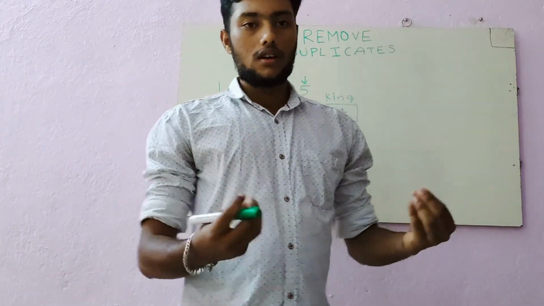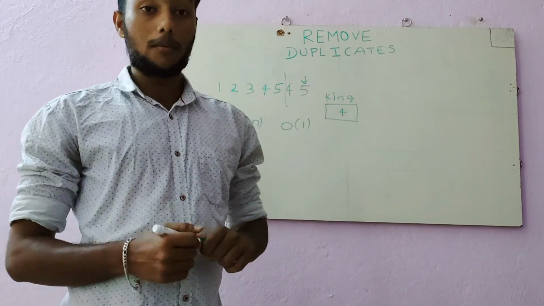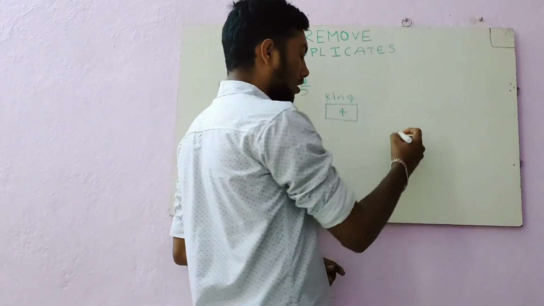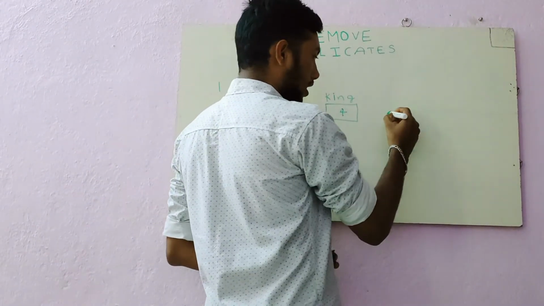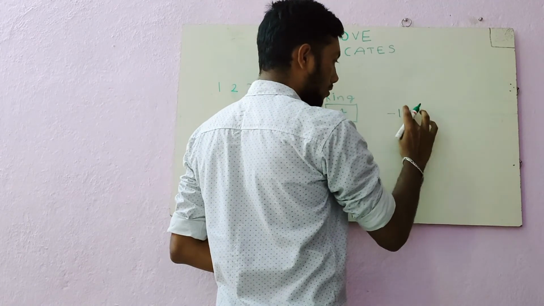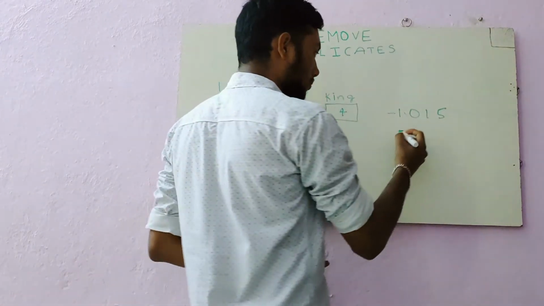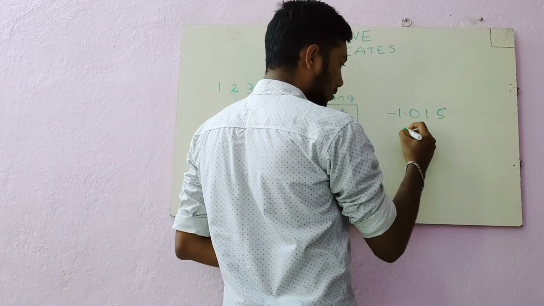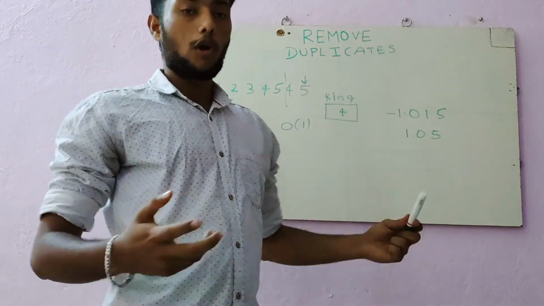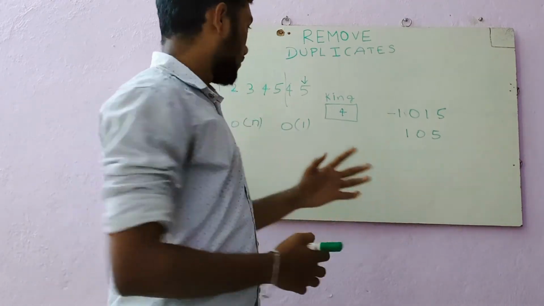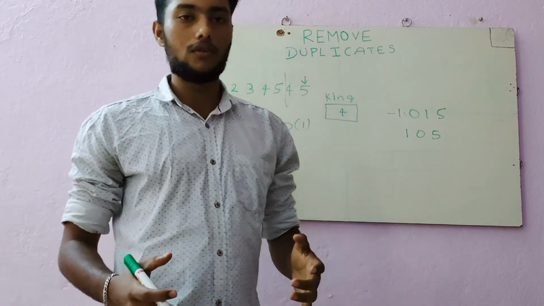There may be small changes in the question, like there will be negative numbers, or in some cases they will ask to consider negative numbers as positive numbers. Something like -1, 0, 0, 1 and 5. The output of this array must be 1, 0 and 5. In some problems they will change an array to a string. So only the approach of this solution will help you in those cases.